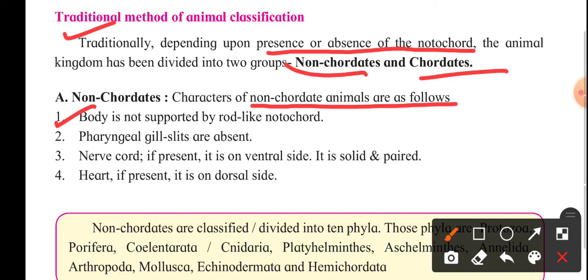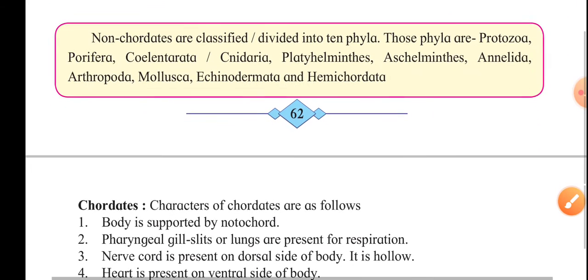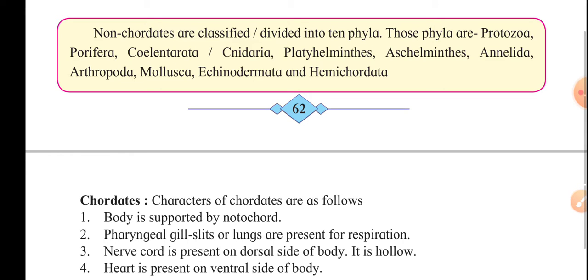Pharyngeal gill slits are absent. Nerve cord, if present, is on the ventral side, meaning the belly of the body. It is solid and paired. Heart, if present, is on the dorsal side. Now, non-chordates are divided into 10 phyla. Those phyla are Protozoa, Porifera, Coelenterata or Cnidaria, Platyhelminthes, Aschelminthes, Annelida, Arthropoda, Mollusca, Echinodermata, and Hemichordata. These are the different phyla. The singular is phylum and the plural is phyla. So these 10 phyla are part of the non-chordates.